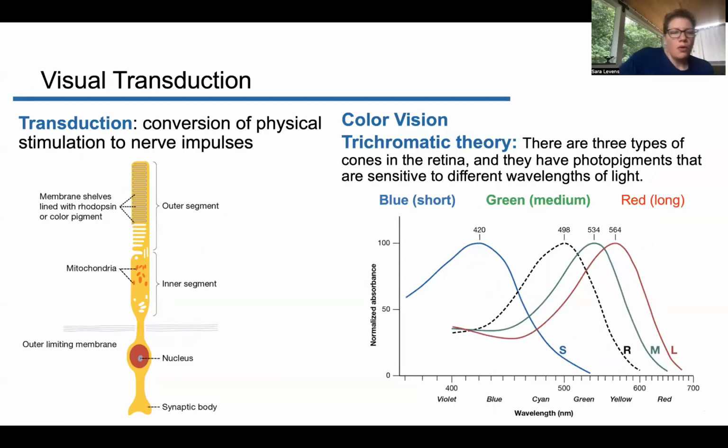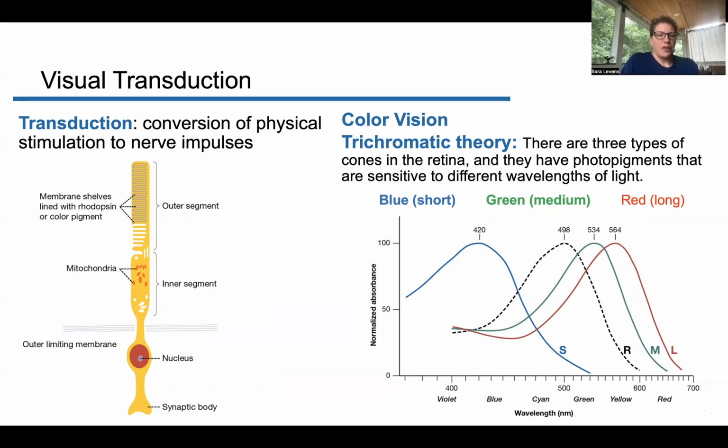All right, so once the information lands on our rods and our cones, what happens? The whole process of the visual system is that we have to take information from the external environment and represent it neurally in our body so that our body can process it. The process of this is called transduction, and this is the conversion of physical stimulation into nerve impulses.